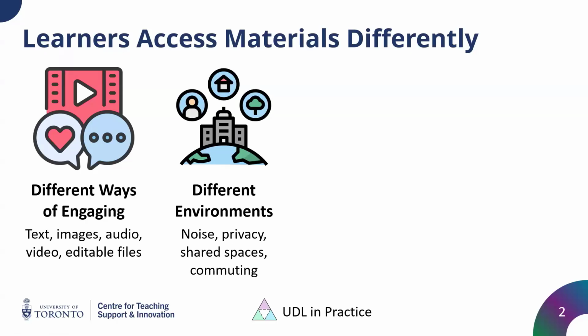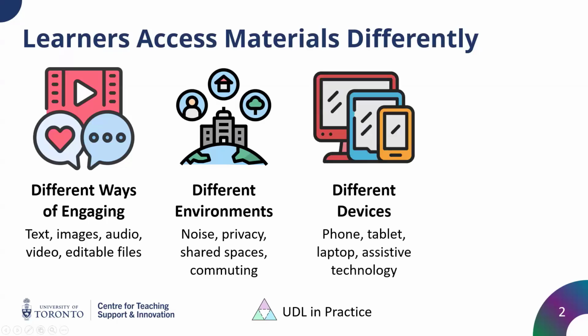Second, learners access materials in different environments. Learning does not always happen in ideal conditions. So students might be studying in noisy places, they might be on their commute, they may be sharing spaces with others, or working in environments where privacy is limited. And sometimes even internet access or bandwidth may affect how easily materials can be accessed.